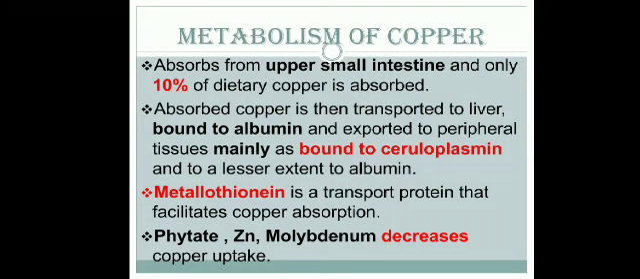It is absorbed from the upper small intestine, and only 10% of the dietary copper is absorbed. Absorbed copper is then transported to the liver, bound to albumin, and exported to the peripheral tissues, mainly bound to ceruloplasmin, and to a very lesser extent to albumin. Metallothionein is a transport protein that facilitates copper absorption. Now compounds like phytate, zinc, and molybdenum decrease the copper uptake.